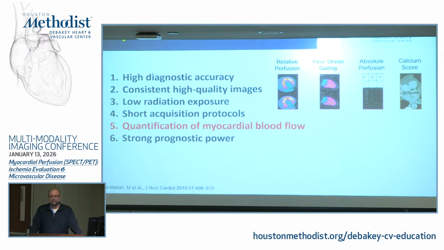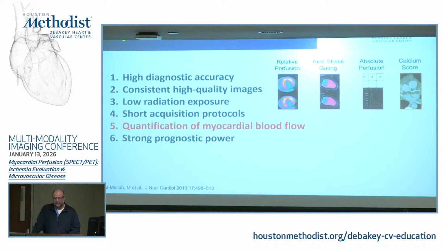There is low radiation exposure. Even though the patient is getting a higher energy radiotracer, because the half-life is very short, they still end up with a 1 to 2 millisievert radiation dose, especially with rubidium, compared to the other imaging modalities. We also have short acquisition protocols. Compared to SPECT protocols, which are a little longer, with PET from start to end, and I'll show you the protocols we use, it is about 20 minutes on the table or so.